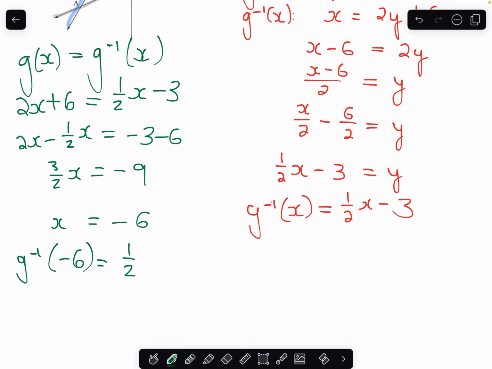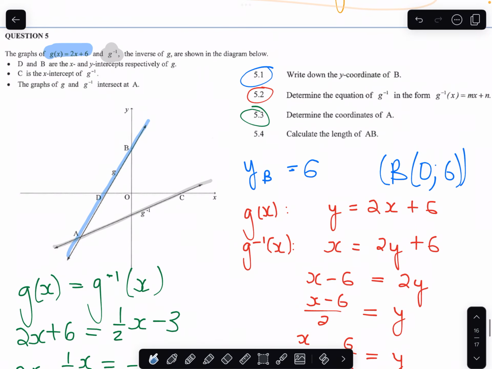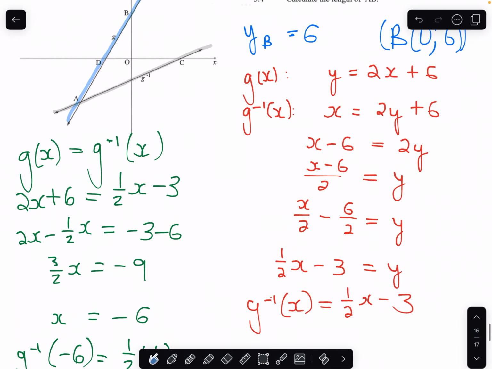So that is a half times negative 6 minus 3, which works out to be negative 3 minus 3, which is negative 6. So A is (negative 6, negative 6). And let's just see if it works if I put it into g. 2 times negative 6 is negative 12, plus 6 does in fact give me negative 6. So that is looking good.